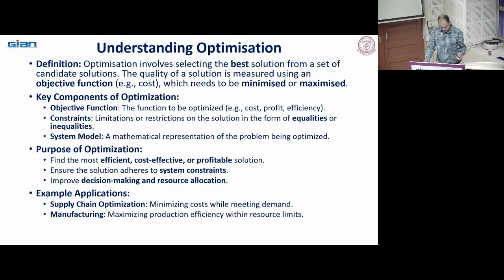Manufacturing: maximizing production efficiency with resource limits. Resource limits means how many men, machines, labor are available at your factory. Finance: maximizing portfolio returns under risk constraints. I don't know whether you do any share market or not, but when you build your portfolio, you see your rate of return, what the risk is, and you try to optimize your rate of return.